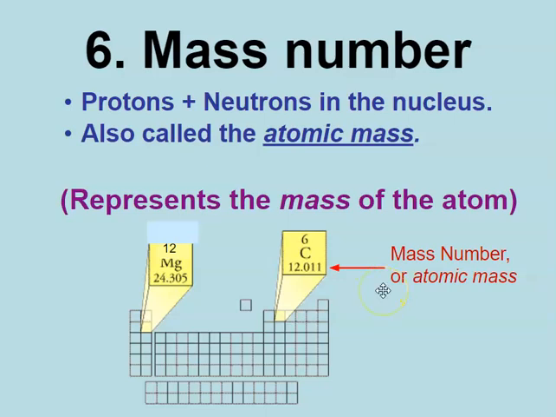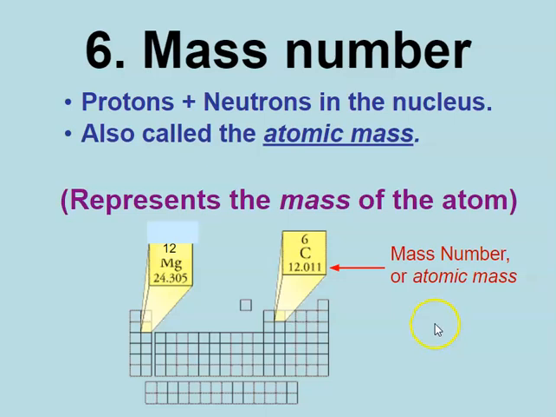That represents the actual mass of the atom, because protons plus neutrons together give it the mass. Okay? This is sort of a decimal number. It's not a whole number. When you're given an atomic mass, sometimes it'll just be a whole number. If I ever give it to you, it'll be a whole number.